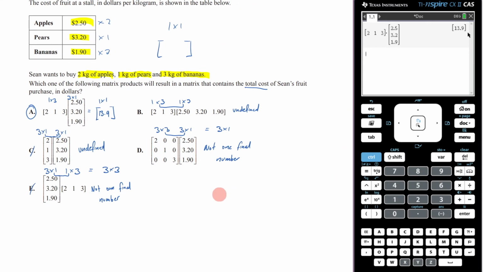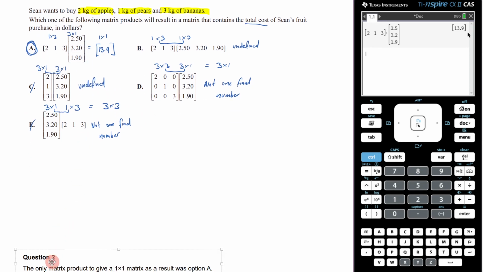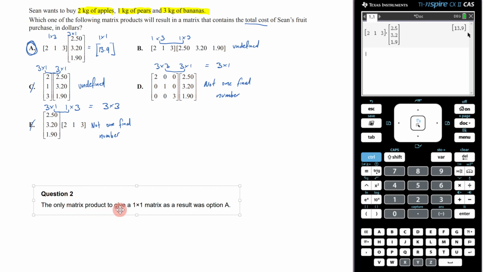So that means A is my answer. And again, you could have done this question in a matter of seconds, really. You could have just looked and said, hey, A works, and then just briefly looked at everything else and been like, nothing else here works. A is my answer. If you look at the examiner's report here, it says the only matrix product to give a 1 by 1 matrix as a result was option A. It's the only one that gives a 1 by 1 product.